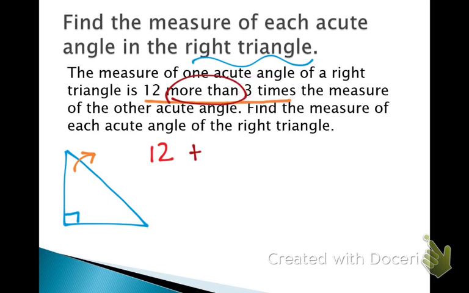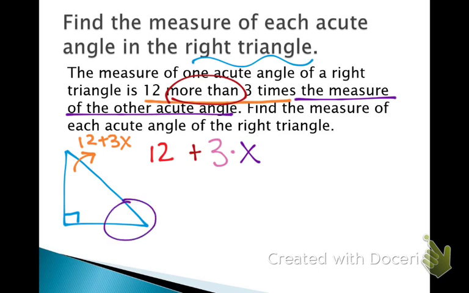So 3 times is multiplication. So we're going to be multiplying times something. 3 times something. What is that something? Yes. The measure of the other angle. Do we know it? No, so we will call it x. Okay, so my angle is 12 plus 3x. Have I labeled all 3 angles yet? Not yet. What is the measure of the other angle?